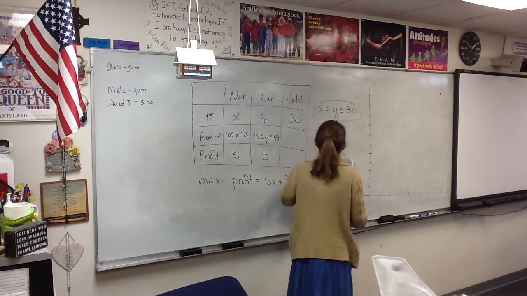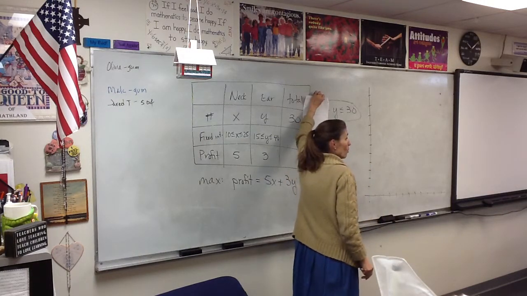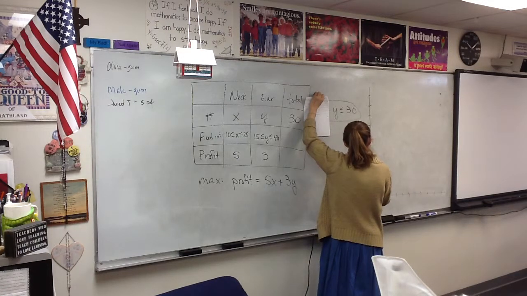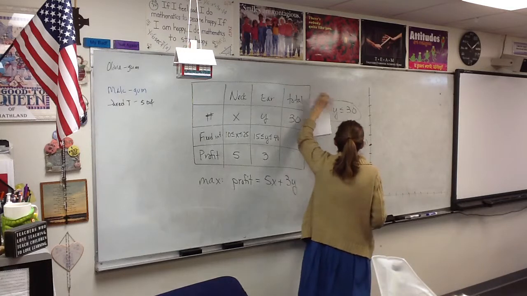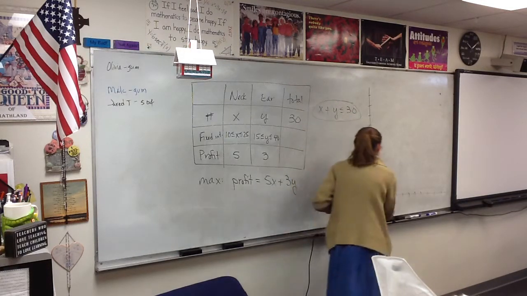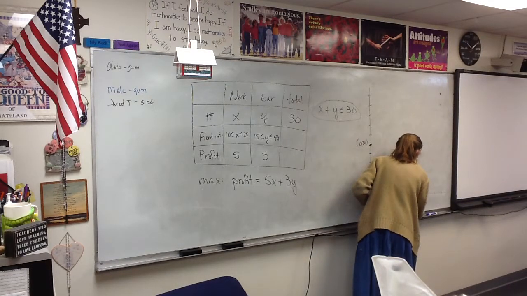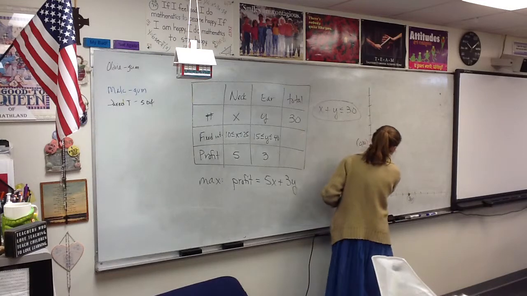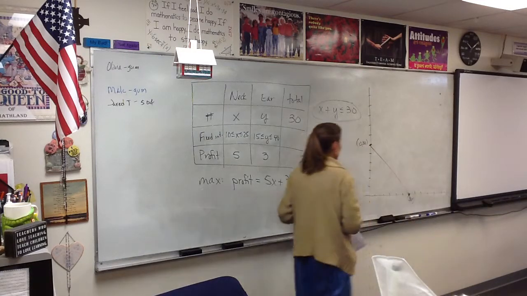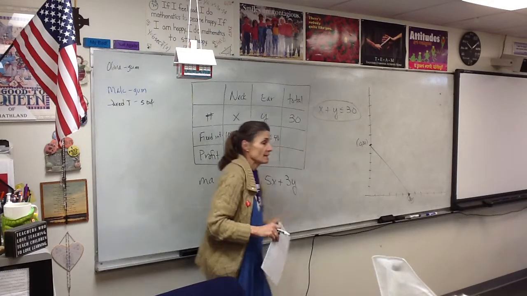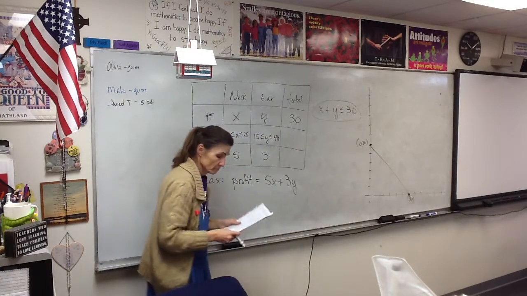Okay, so here we go. If x is 0, y is 30. These are 5s: 5, 10, 15, 20, 25, 30. If y is 0, x is 30. 5, 10, 15, 20, 25, 30. So now I'm going to connect that with a straight line. And where will that be shaded? Below.